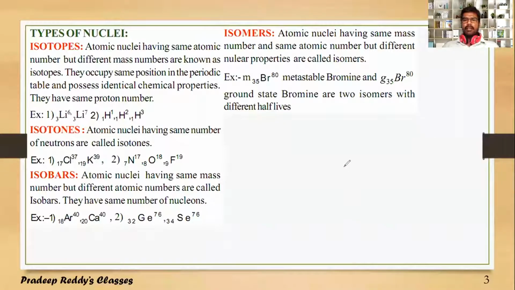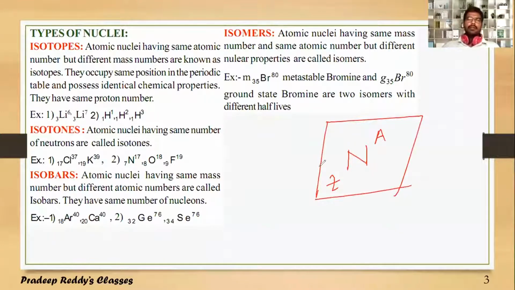As we have already learned, any nucleus has an atomic number and a mass number. Atomic number is equal to the number of protons. Mass number is equal to the number of nucleons. A nucleon may be either a proton or a neutron. Based on the number of constituents present within a nucleus, you can classify nuclei into different types. They are isotopes, isotones, isobars, and isomers. These are the four different types of nuclei.